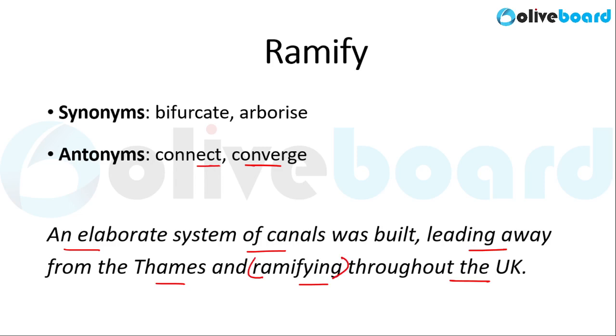So guys, we have used both the languages, English as well as Hindi, to understand this word ramify better.